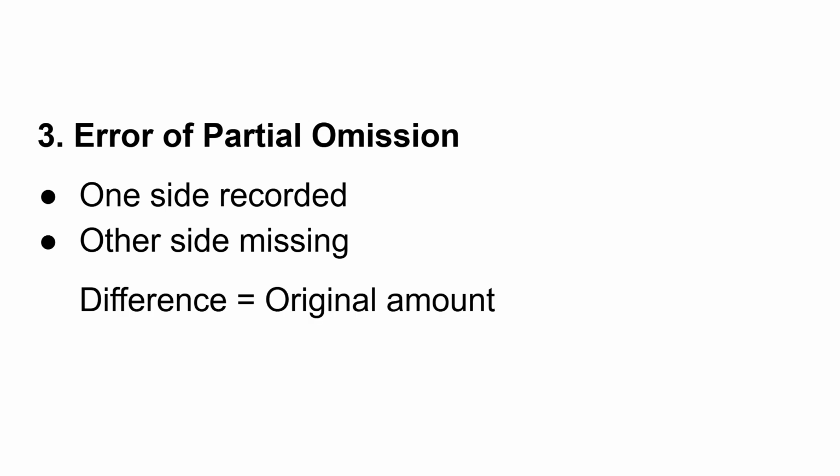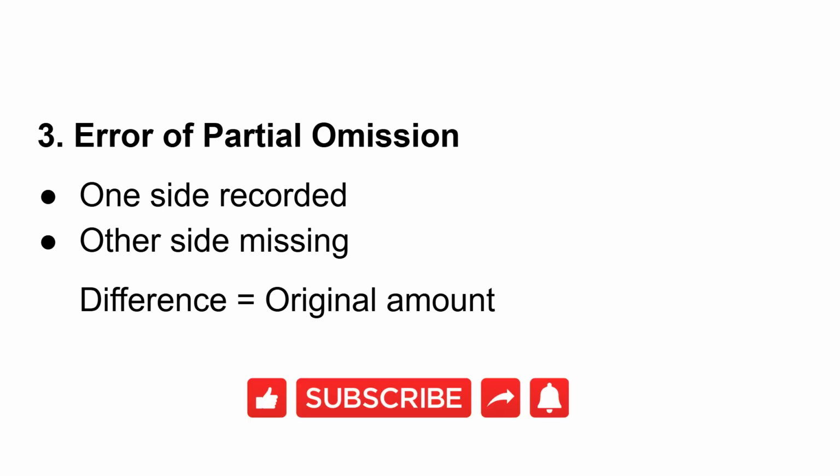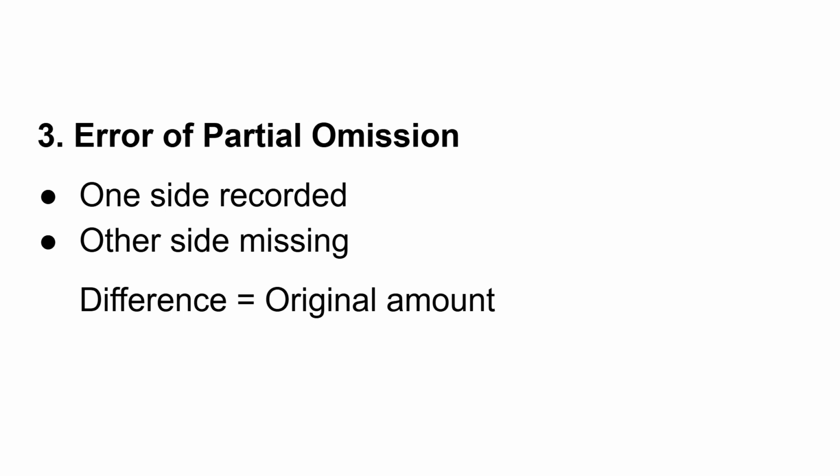Error of partial omission. Error of one side recorded, other side missing. Here, the entry is recorded only on one side. One amount is correct, the other is missing. Difference is equal to original amount. Here, only one side affects trial balance, so difference equals the missing amount.